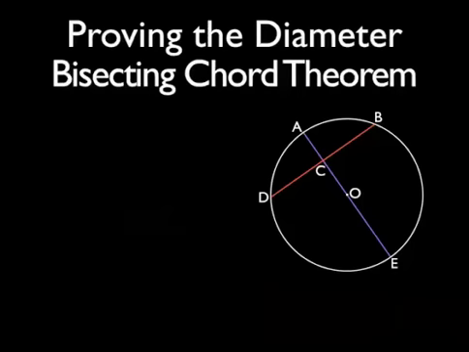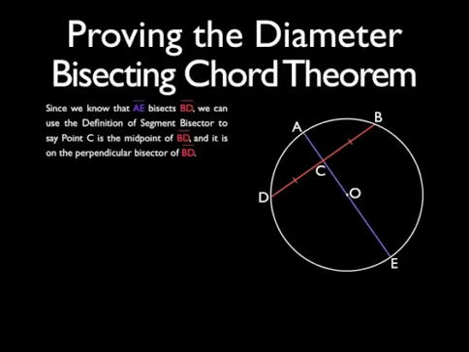We're going to do this proof using a paragraph proof. Now, we know that segment AE bisects segment BD. That's given to us in the theorem. So we can use the definition of segment bisector to say that point C is the midpoint of segment BD. Since it's the midpoint, it is on the perpendicular bisector of BD, by definition of perpendicular bisector.